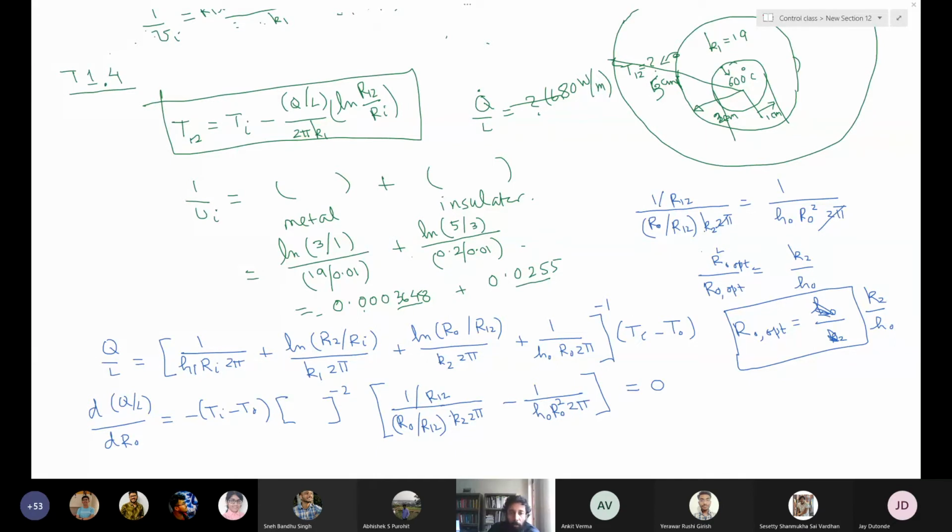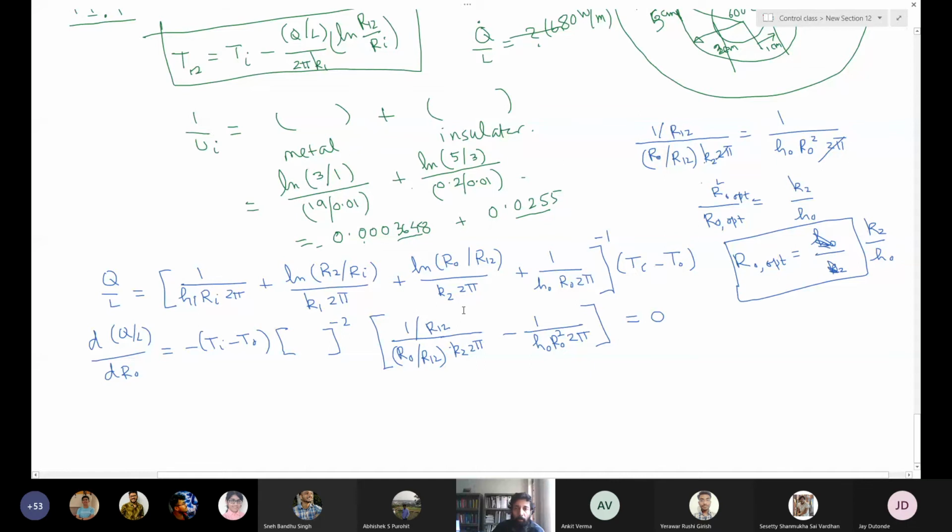So let me do that here. It's a spherical shell, and the problem says a spherical thin-walled metallic container with liquid nitrogen at 77 Kelvin. The container has a diameter of 0.5 meter and is covered with an evacuated reflective insulation. It is a thin-walled metallic container, so we can neglect the metal resistance. We won't draw the metal here, we'll just draw the insulation.